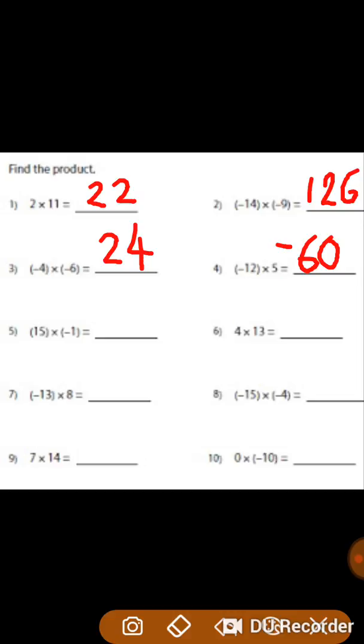Now it's your turn. Solve the 5th, 6th, 7th, 8th and the 9th one on your own in your rough copies. Let's discuss the 10th question. 0 into minus 10. What is the answer? 0 into any integer will result in 0 itself.